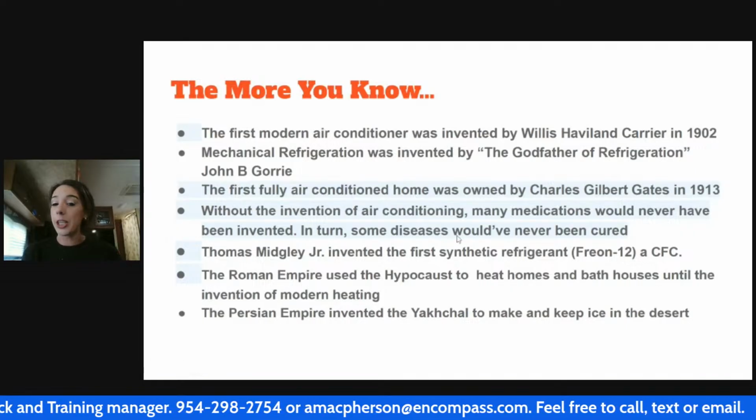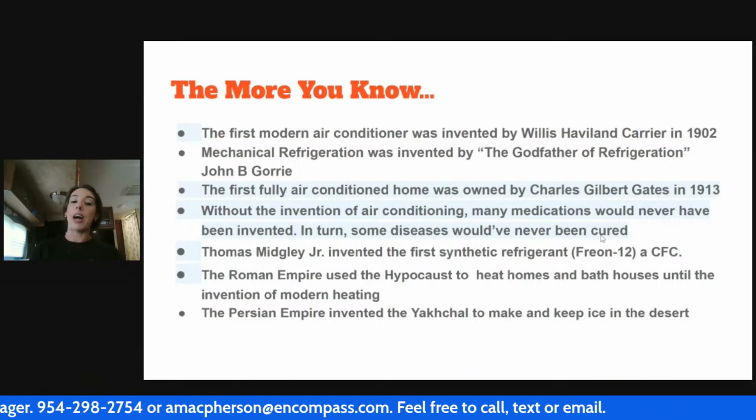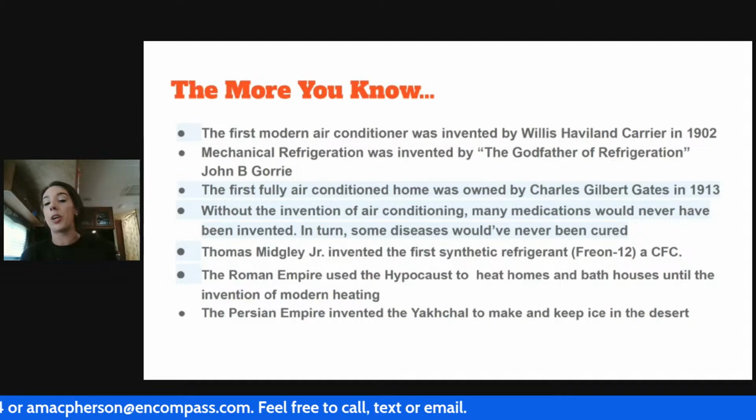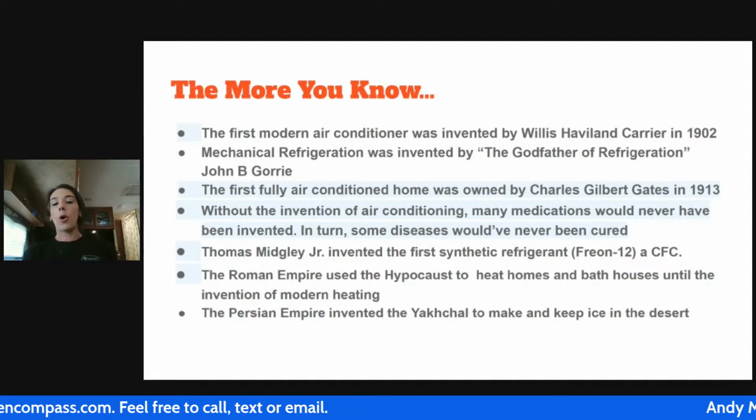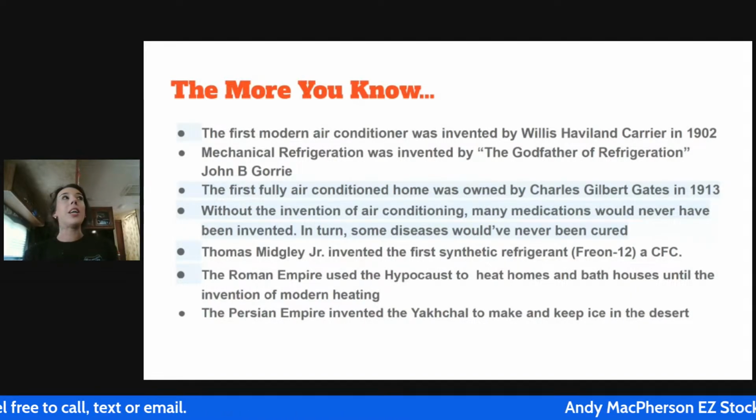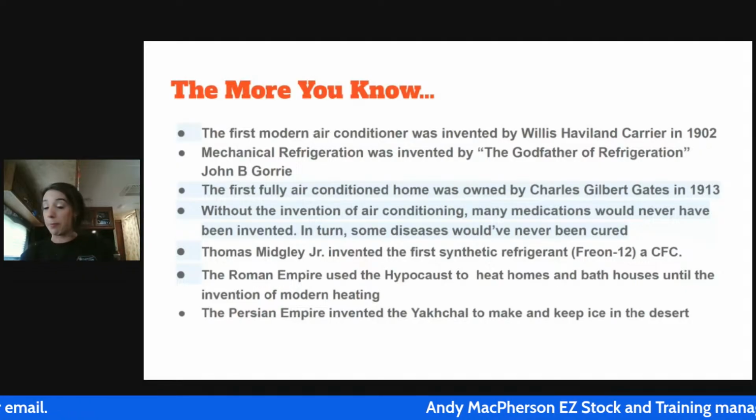Without the invention of air conditioning, many medications would never have been invented. In turn, some diseases wouldn't have been cured. So if we couldn't invent things like penicillin that have to be kept in the fridge, right?